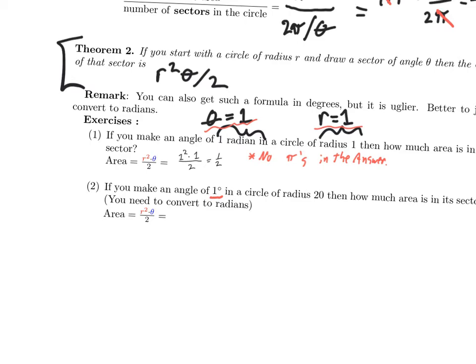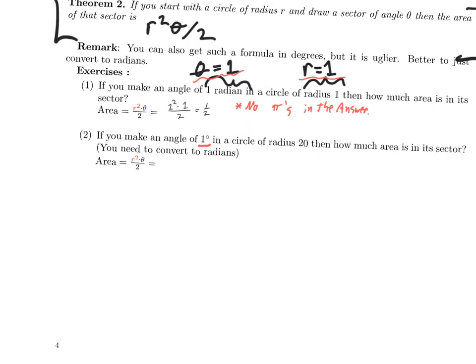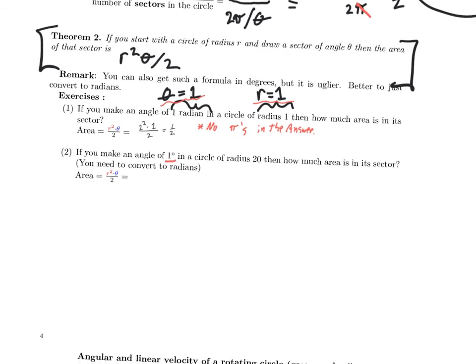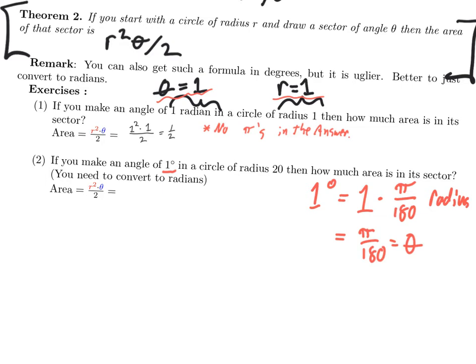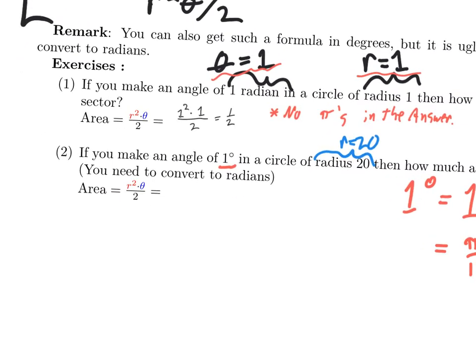So let's take that 1 degree angle and convert it into radians. I'll do that over here. 1 degree, well, we know how to convert between radians and degrees. That's 1 times pi over 180 radians, or just pi over 180. So there's the angle theta inside of a circle of radius 20. That tells me that the radius is 20. That's everything I need to compute the area.